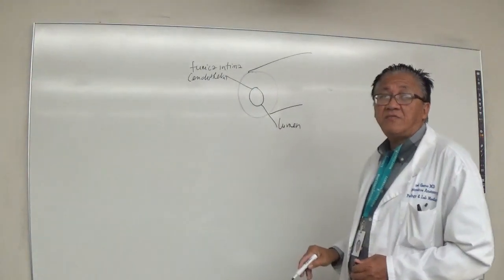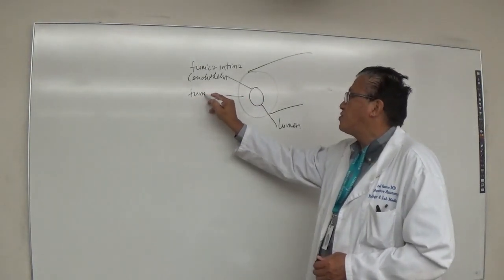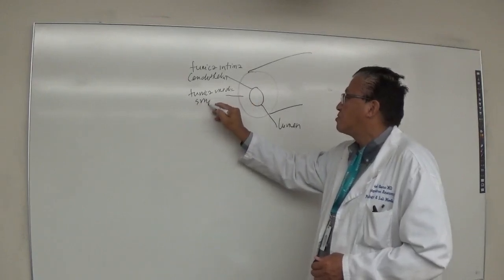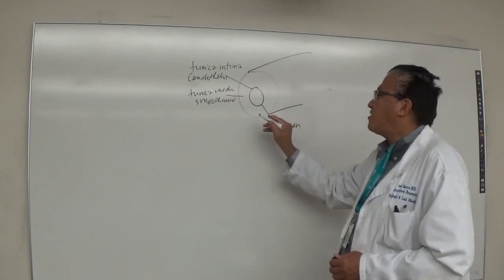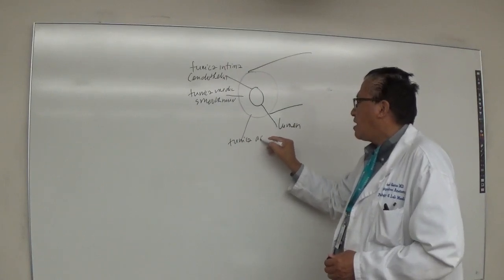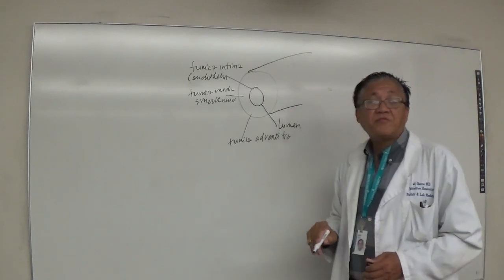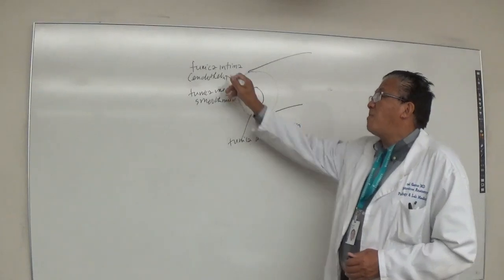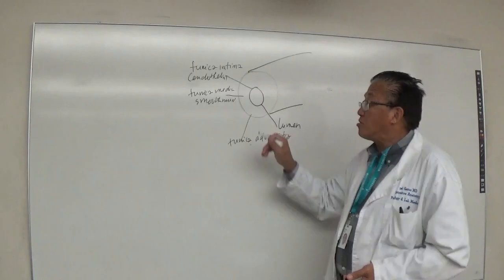The second layer is very important. What is found in the middle layer? Tunica media. And what is found in the tunica media? Smooth muscle. Okay, and finally the third layer, the outermost layer, tunica what? Adventitia. Now some books refer to this as the tunica externa, and some would refer to the inner layer as the tunica interna, from the word interna, innermost.